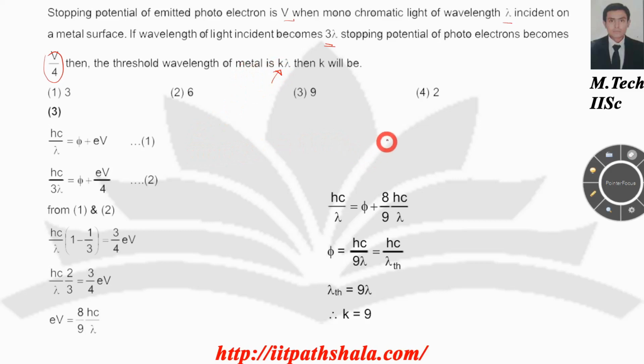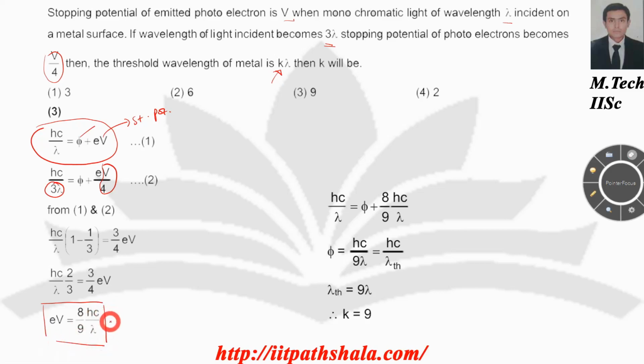So from the equation of photoelectric effect, I can say that hc by lambda is nothing but equal to the work function plus e into V, where V is my stopping potential. Okay, this equation is known to me. So in my first case, everything was simple: lambda is lambda, V is V. In the second case, lambda is 3 lambda and V is V by 4. Comparing both of them and getting rid of the phi over here, I can say that hc by lambda into (1 minus 1 by 3) is equal to 3 by 4 eV. Okay, so I'll be landing up with the following expression in between eV and hc by lambda over here.